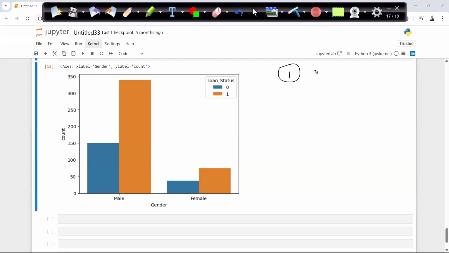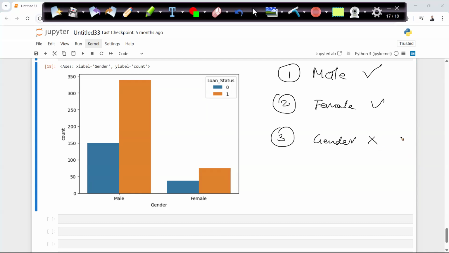Option number 1, if you are a male, higher chances. Option number 2, if you are a female, higher chances. Option number 3, gender does not matter. All of you guys are saying male, few of them are saying does not matter. Okay. The correct answer is gender does not matter.